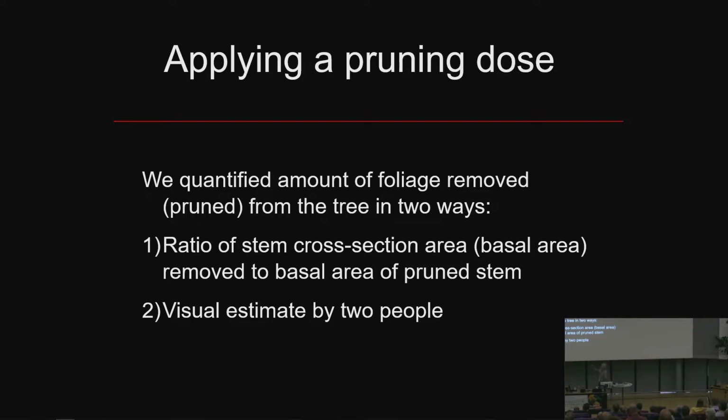We measured the basal diameter, the cross-sectional area at the base of the stems we were going to prune, where they met the trunk. And then we measured the trunk at the same point. So we had the union. I'll show you a picture in a second. So we measured the basal area, and then we made pruning cuts until we reached the targeted dose. I'll show you that in a second.